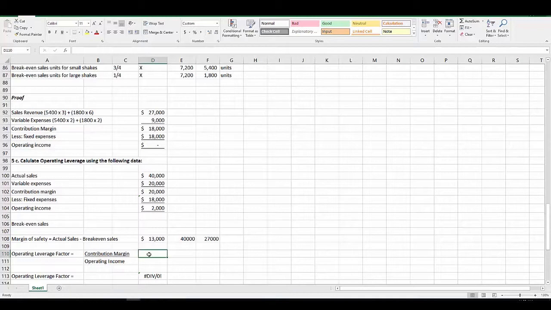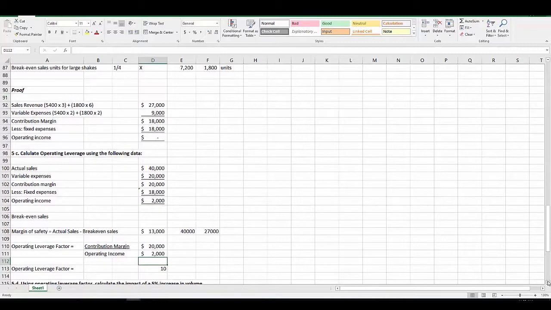So now the next thing we want to look at is operating leverage factor. And this is again another shortcut to see what the impact of changing your volume would be. So we're going to start off here with your contribution margin. Your contribution margin from up here that you're given is 20,000. Then we have to divide that by your operating income. So operating income is 2,000. So that gives you an operating leverage of 10.